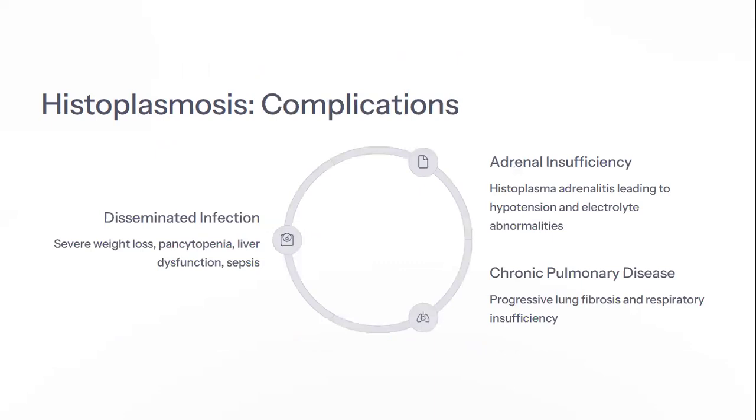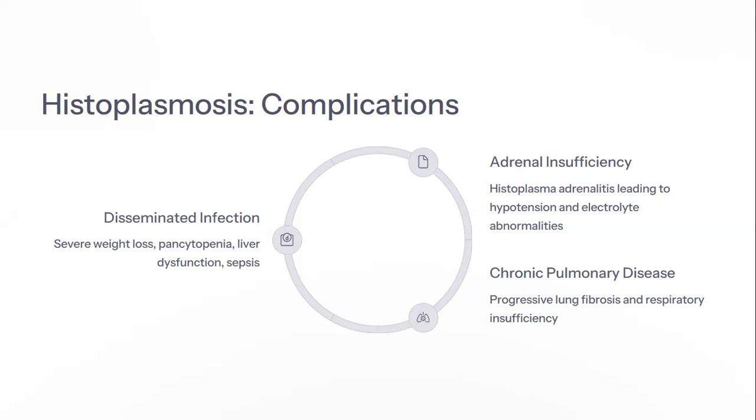What can be the complications? So one thing we discussed earlier is the chronic pulmonary disease, which can progress to lung fibrosis and respiratory insufficiency, and the other is a disseminated infection. And in disseminated infection, what happens? There is severe weight loss, pancytopenia, liver dysfunction, sepsis. And one thing which is very important, which we will also be discussing in the endocrinology module, is the adrenal insufficiency. Yes, histoplasma adrenalitis leading to hypotension and electrolyte abnormalities.